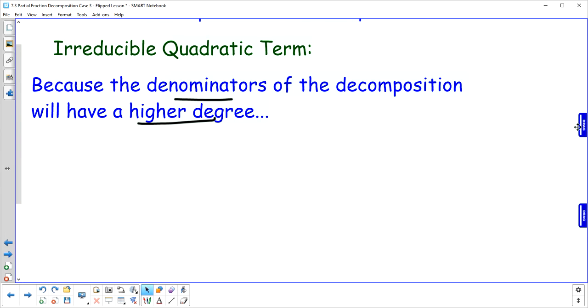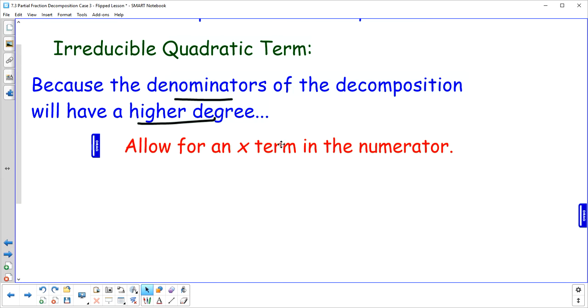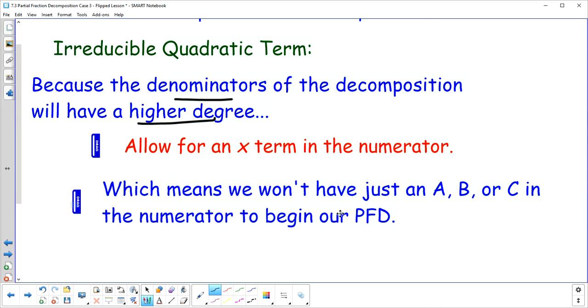So if your denominator has a higher degree, we need to allow for an x term in the numerator, meaning the numerator also has to have a higher degree. So instead of just saying a, b, or c in one of those, we could have an ax plus b or a bx plus c, depending on where it falls in our order of fractions.